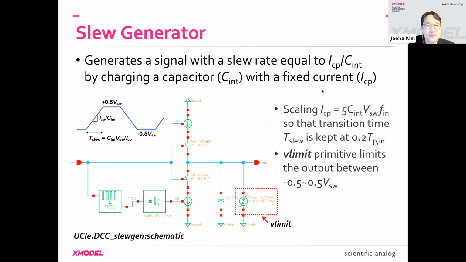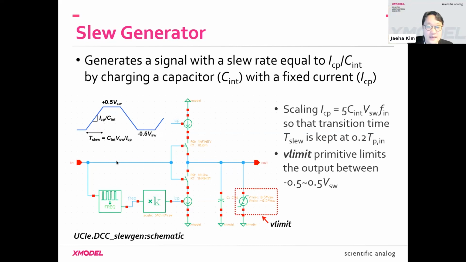So how do you do the slew generator? It's basically a charge pump that turns on either the up current or the down current that charges or discharges a capacitor. And when you do, you get a linear slope at the output voltage. Of course, we don't want the integration to happen forever. So there is another primitive called V-limit that will limit the maximum voltage and the minimum voltage.